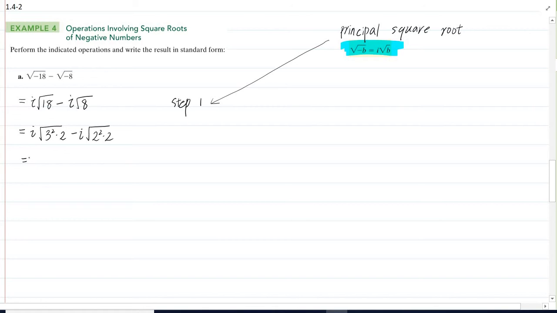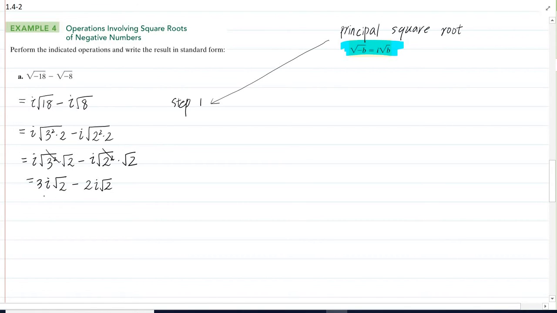Okay, so once we have this, that will be i square root of 3 squared, and then we separate this square root. So we're going to have i square root of 2 squared multiplied by the square root of 2. Then the square root and the square are going to cancel. So we're going to have 3i, we'll just rearrange it, 3i square root of 2 minus 2i square root of 2.